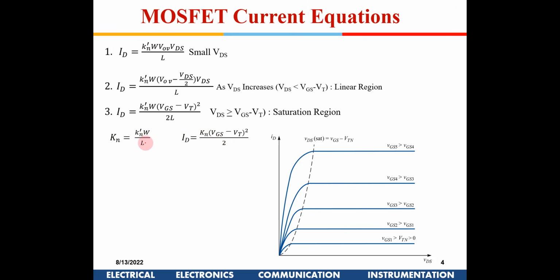Certain textbooks call this Kn dash itself as K and all. So let's follow what is there in the standard textbooks. So Kn is K prime n times W by L. Okay, so these will be the equations.